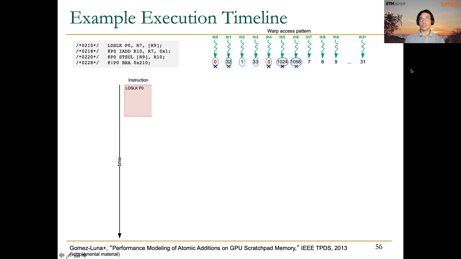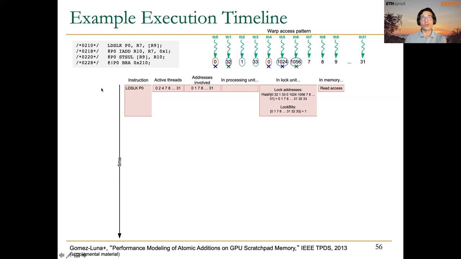So the very first thing, all these threads belong to the same warp, so they all together go to execute this load and lock instruction. What happens is that not all of them can perform the memory accesses at the same time, because we have bank conflicts, and also some of them are contending in the access to the lock bits. So for example, address 0 and address 32 are in the same shared memory bank, or address 1 and address 33 are in the same shared memory bank, we have a bank conflict, so we cannot access these two until the others have already been accessed. Same thing happens here with address 1024 and also with address 1056, because all of them are in the same shared memory bank.